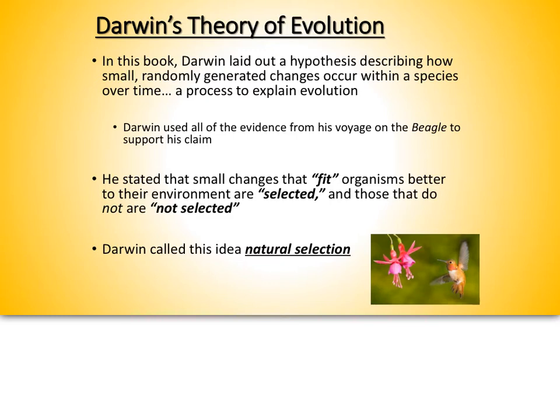Now, in this book, in a lot of words, Darwin laid out his new hypothesis that described how small, randomly generated changes occur in a species over time. Now, again, Darwin came before our true understanding of genetics, so he never used the term mutation. Okay? But today we know that mutations are how you get these changes, right? If you have different characteristics than another organism, it's because you had mutations at some point.